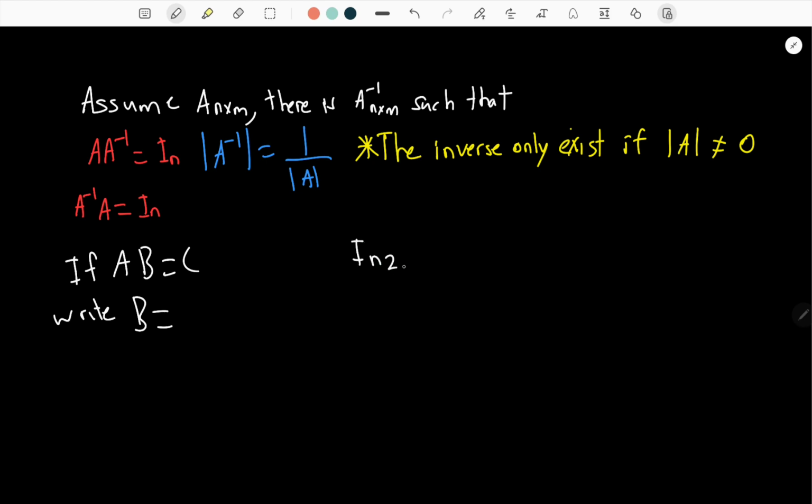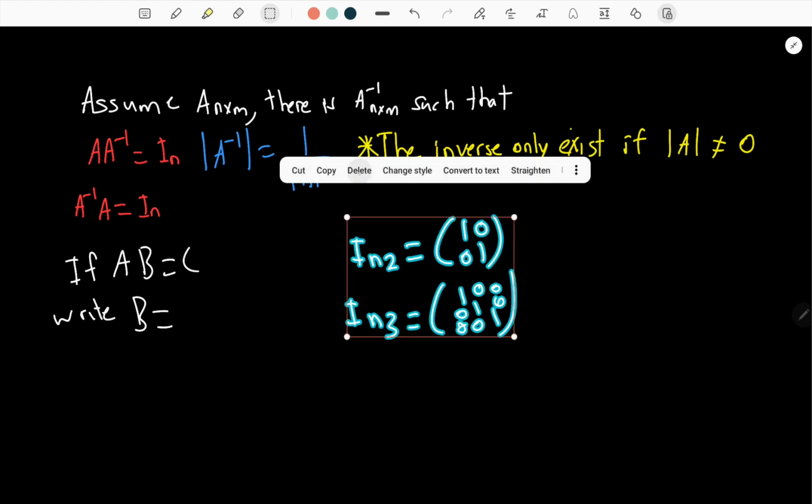let's say we have identity 2. If you don't know what this is, it is simply 1 0 0 1, and identity 3 will be 1 0 0, 0 1 0, 0 0 1. So very simple. So that's all for this one.